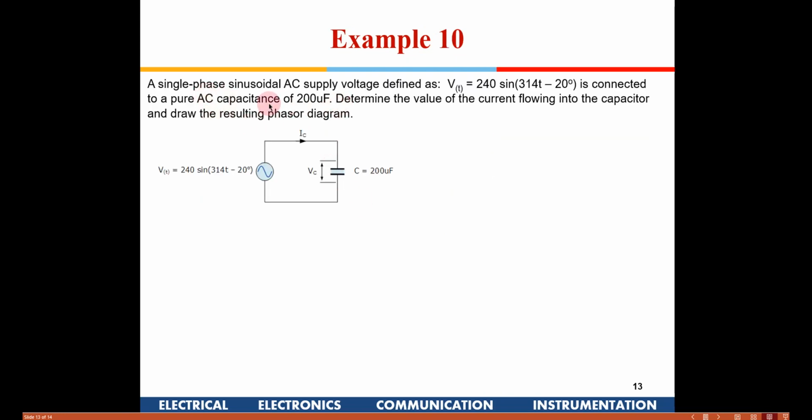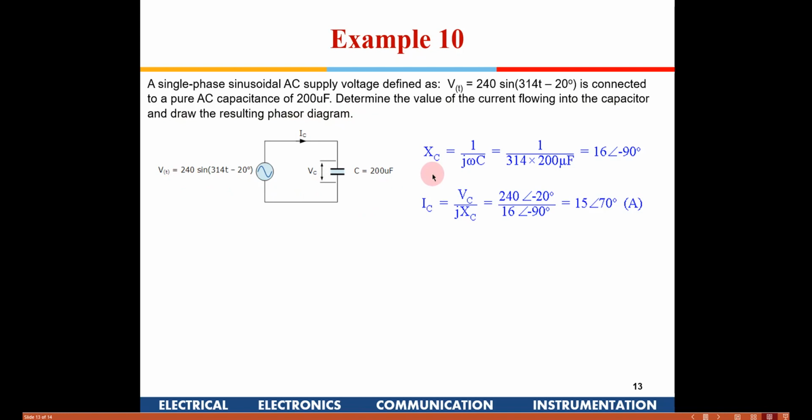So this is the last example which we are going to take. A single-phase AC supply voltage, again defined in the time domain, is connected to a pure capacitor of 200 microfarad. Determine the value of the current flowing into the capacitor and the resulting phasor diagram. Okay, so this is the voltage which is given here.